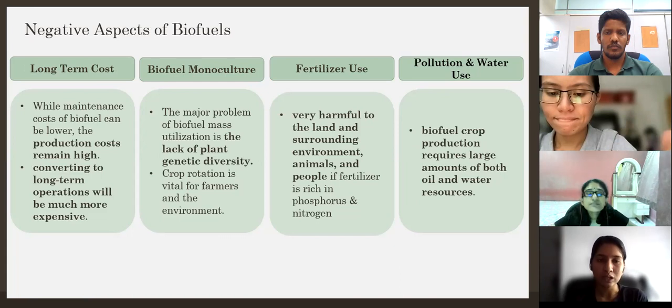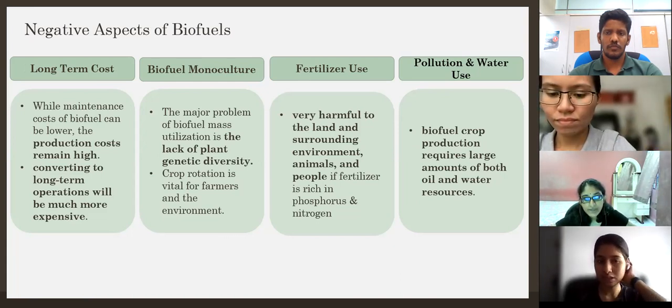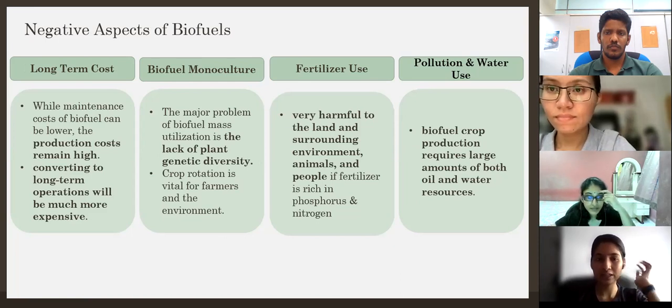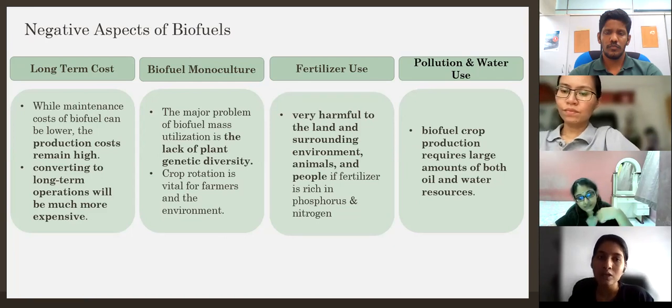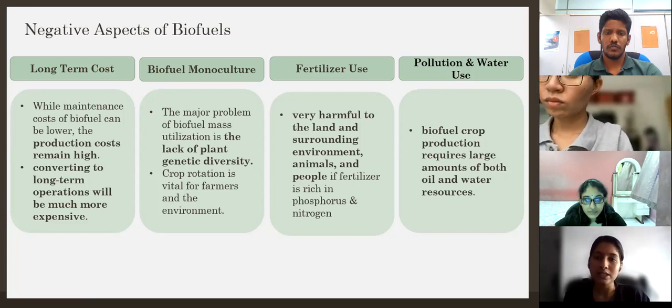Next is biofuel monoculture. The major problem of biofuel mass utilization is the lack of plant genetic diversity, because you always plant the same kind of plant. So crop rotation, which is vital for farmers and the environment, is something we don't get when we are producing biofuel. Next is the fertilizer use.